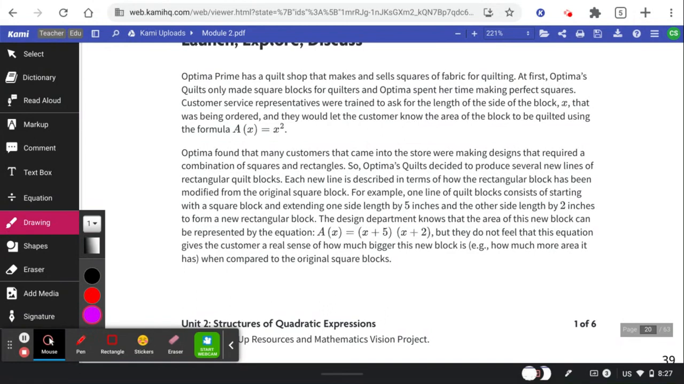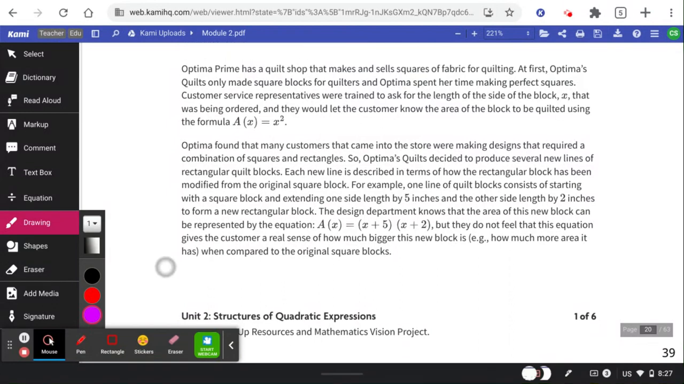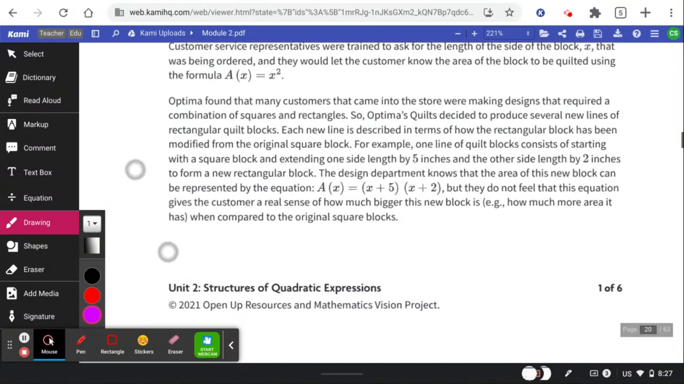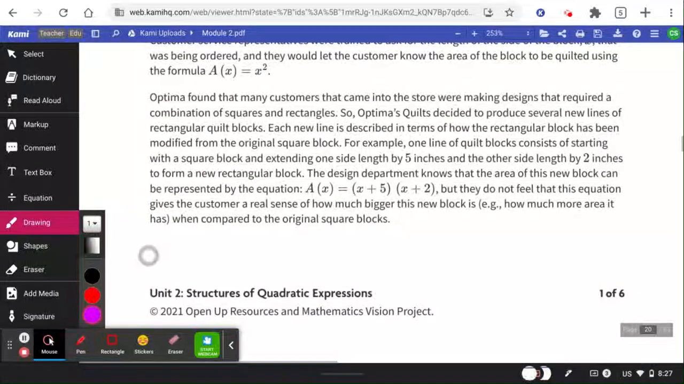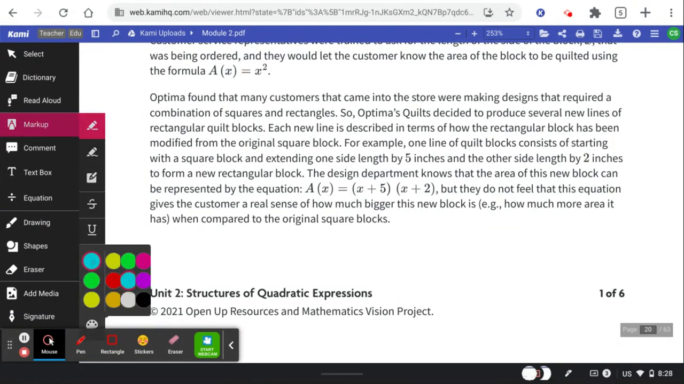Optima found that many customers came to the store making designs that required a combination of squares and rectangles. So Optima's Quilt decided to produce several new lines of rectangular quilt blocks. Each new line is described in terms of the rectangular block that has been modified from the original square block. For example, one line of quilt blocks starting with a square block and extended by 5 on one side and by 2 on the other would show up as this equation: side length extended by 5, the other side length extended by 2.